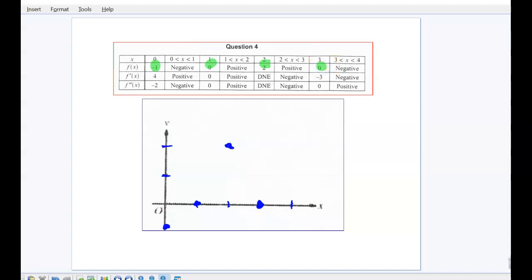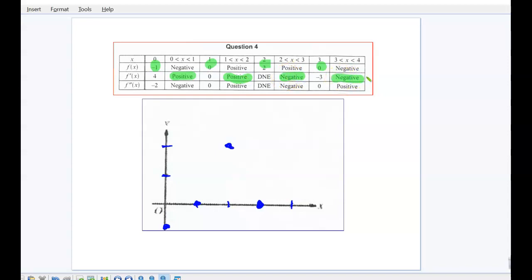And I also know what's happening with the derivative. So it's telling me between 0 and 1, the derivative is positive. And that really means that my graph is increasing. And it's also increasing from 1 to 2. And it's decreasing from 2 to 3 and from 3 to 4.